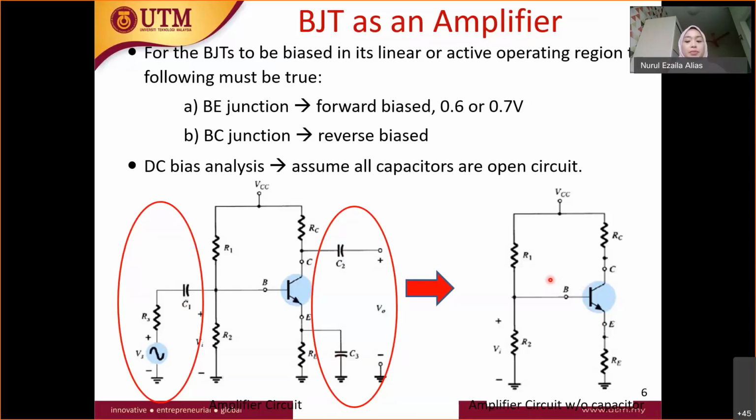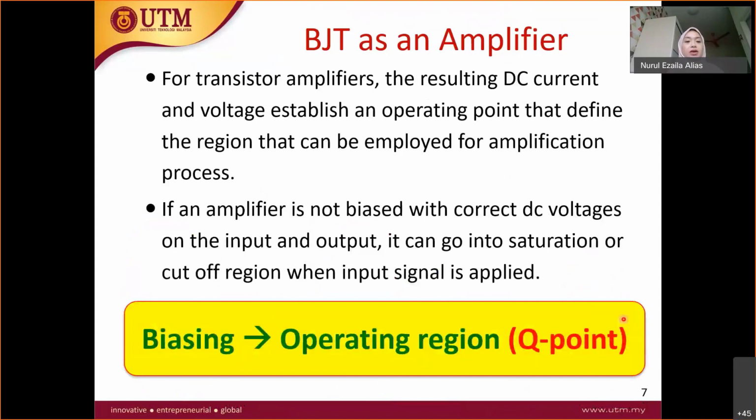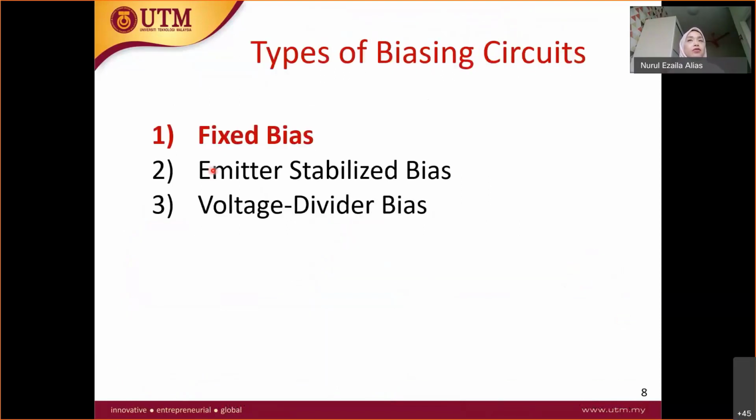For example, the BJT has 3 terminals: base, collector, and emitter. Therefore, there are voltages and currents involved with these terminals, where you have IB, IC, IE, as well as the voltages VB, VC, and VCE. Like I said, for your syllabus you are going to have 3 types of biasing configuration. The first one is fixed bias, the second is emitter stabilized bias, and the third is voltage divider. All of these have different circuit connections.